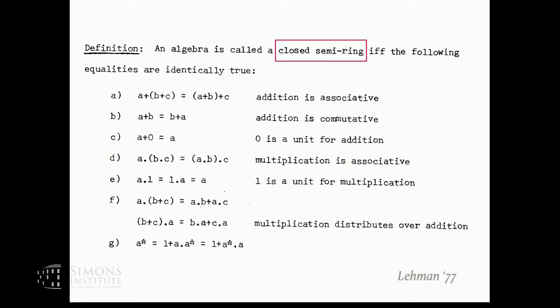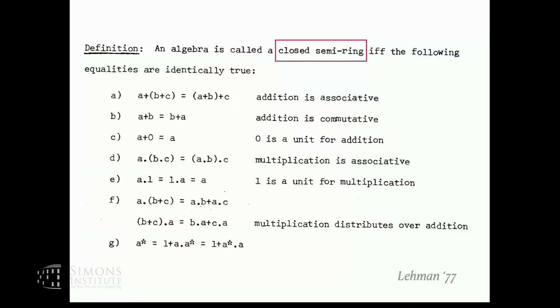One important part is that in this talk, we're dealing with a particular kind of semiring called a closed semiring. It satisfies all of the usual identities of any semiring. So we have associativity of add, commutativity, zero identity, one identity, and then the special thing is the last one. This is the one to pay attention to.